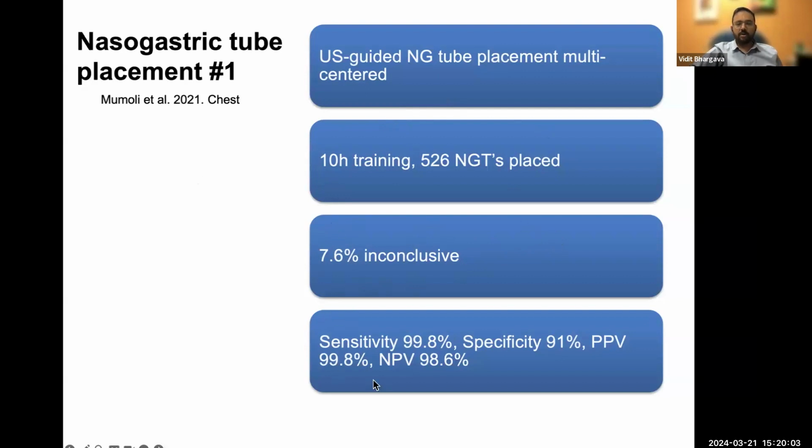But in the rest of the sample, where they could figure it out, sensitivity and specificity were both quite high, with great positive predictive and negative predictive value. Just to reinforce, it did not include the 7.6% of patients. It excluded them and then did the calculations.